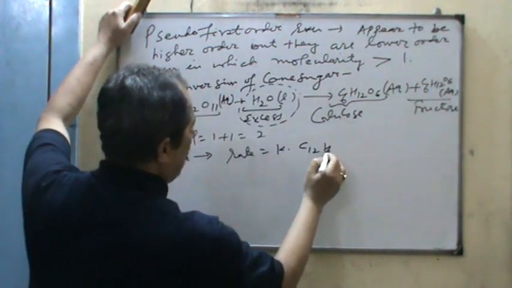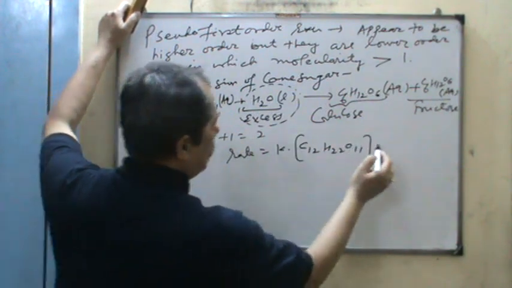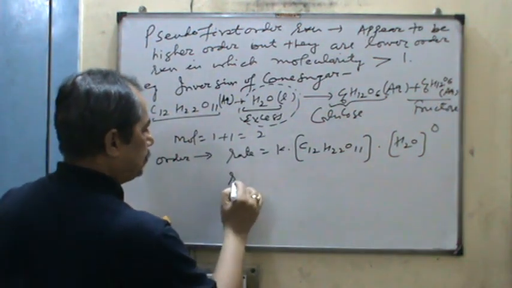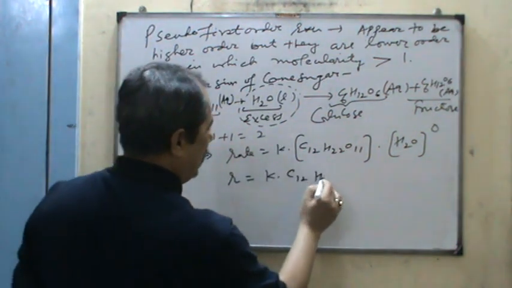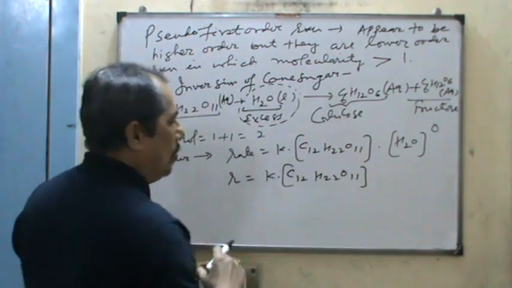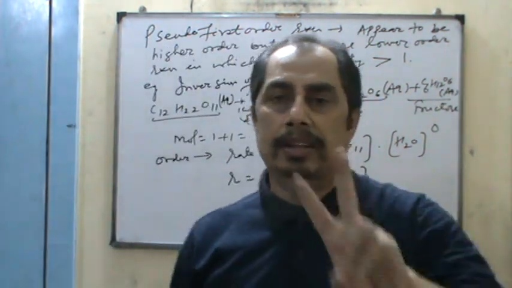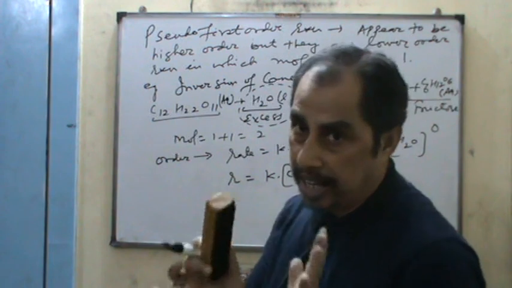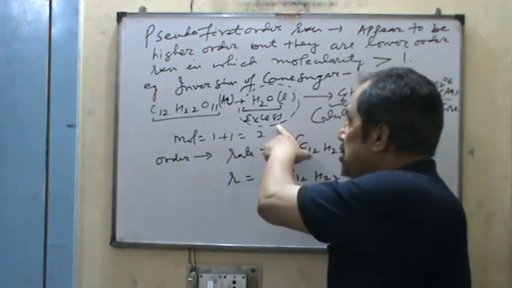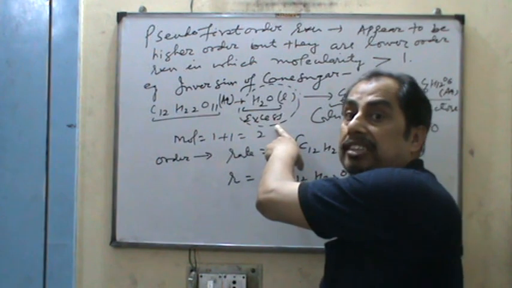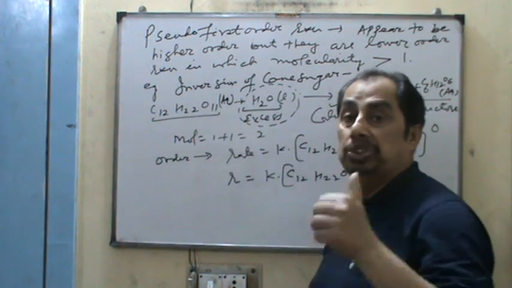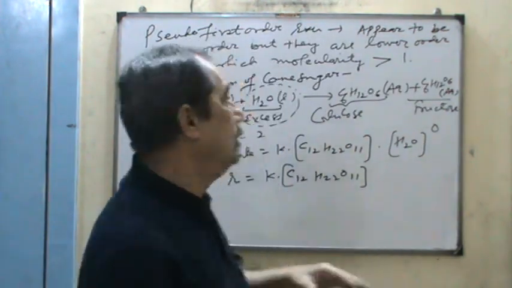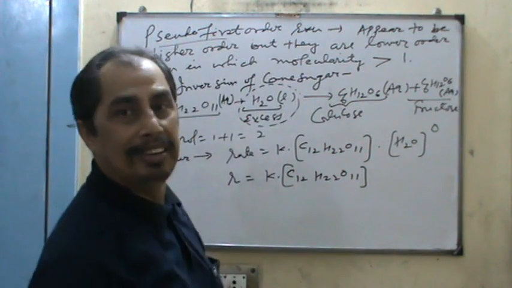into C12H22O11, and the concentration of water is taken as constant. So rate is equal to K into C12H22O11. One thing you have observed here, two reactants are involved in the reaction. So molecularity is simply the total number of moles. But order depends upon the change in the concentration. Since water has been taken in such a large excess with respect to the solute, there is no change in the concentration of the water molecule. Actually, these are neither zero order nor first order. So they are termed as pseudo first order reaction.